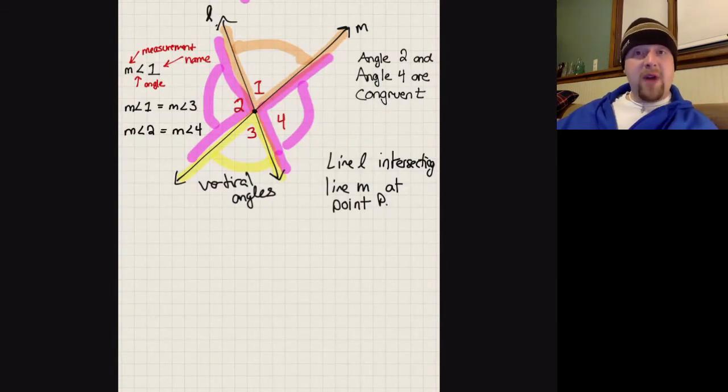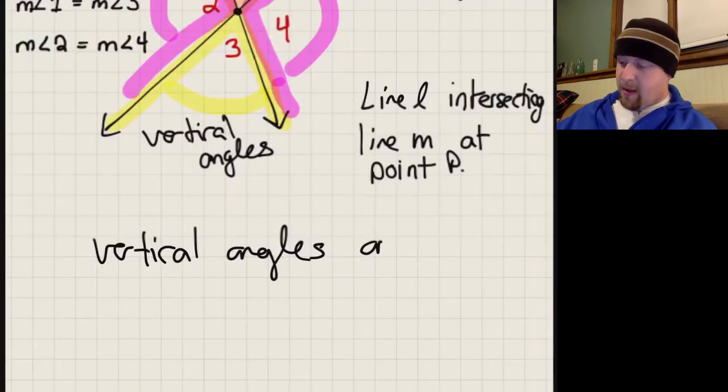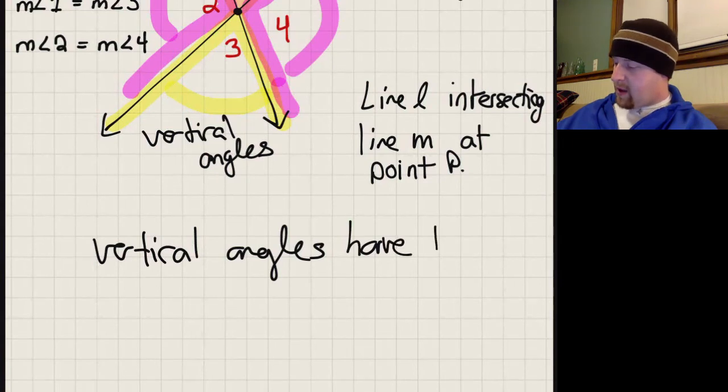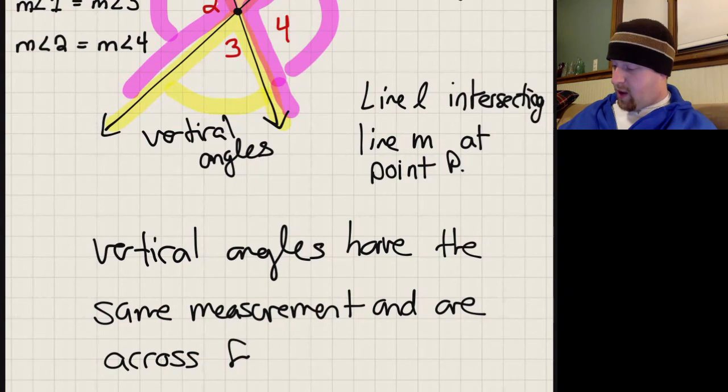We talked about how when angles are across from each other, they are congruent, which means they are the same. And because of that rule, they are called vertical angles. I'm just going to write that down again. Vertical angles. I'm going to zoom in. You might want to write this in your notes. Vertical angles have the same measurement and are across from each other.